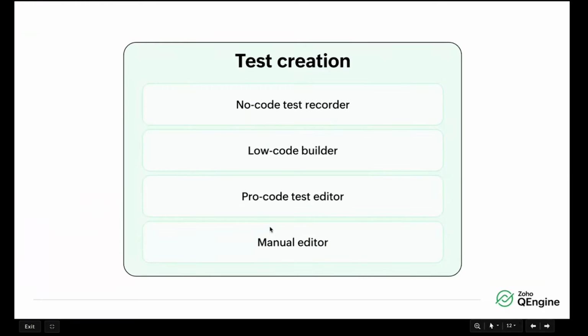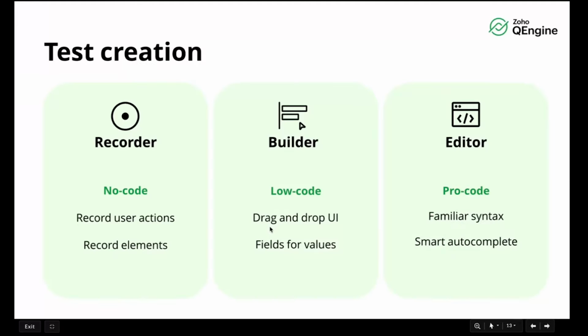So let's quickly look at test creation. For test creation within Zoho QEngine, you have the option to create test cases using, as I mentioned, no code test recorder, low code builder, or pro code test editor. And finally, of course, there is manual editor as well. And the no code recorder actually helps you write test cases without any coding knowledge. Anyone, even without a coding knowledge, can actually create test cases by simply performing the actions that they want to be performed inside a particular application, and all the user actions are recorded and they are converted into test cases. So that is our no code recorder.